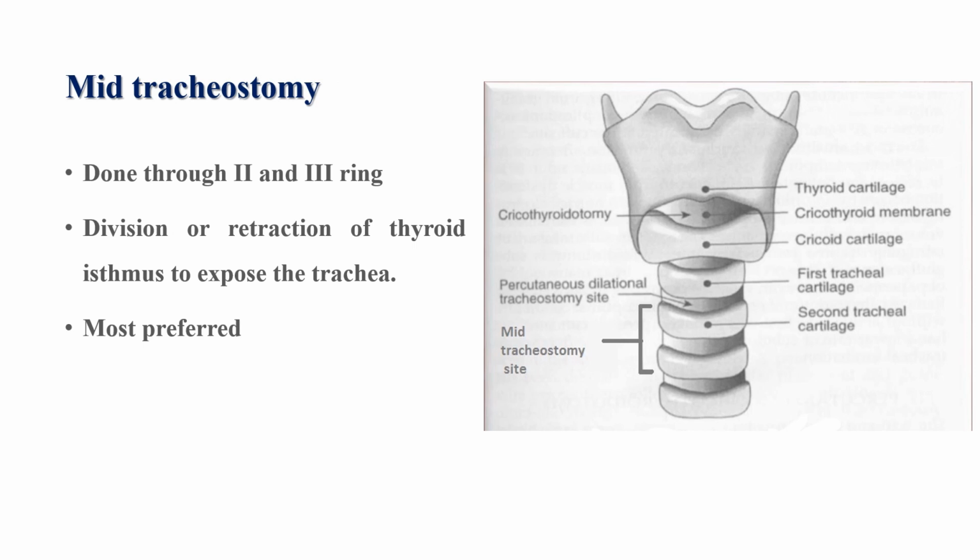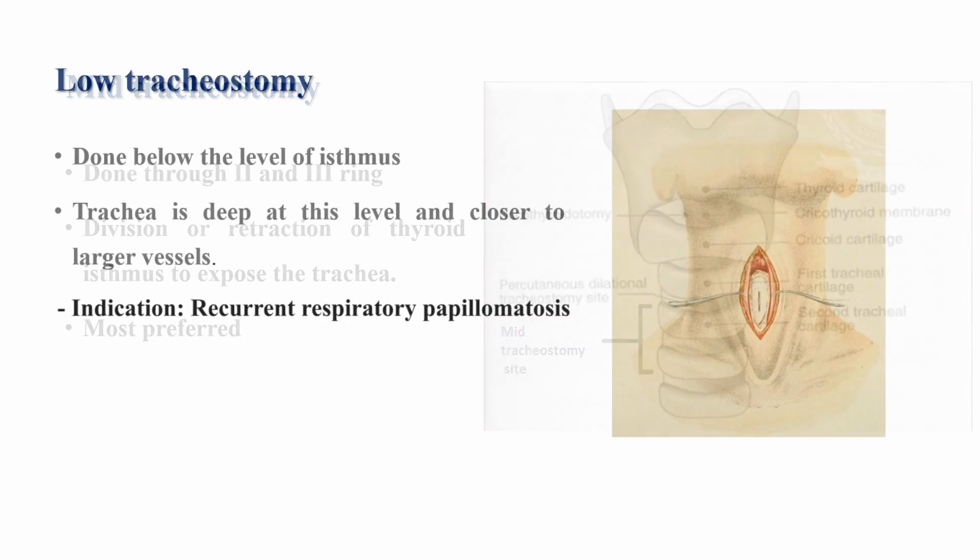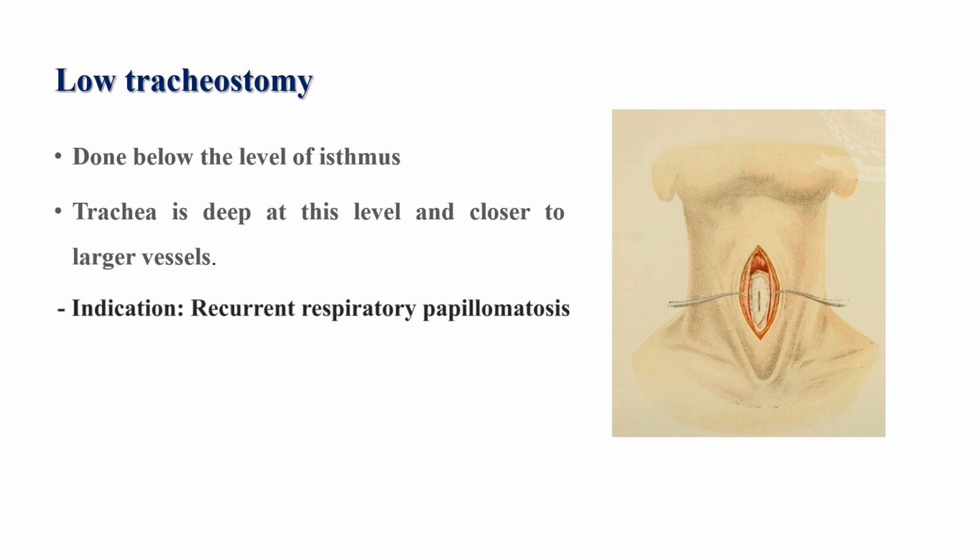Mid-tracheostomy is done through the second and third tracheal rings. There is division or retraction of the thyroid isthmus to expose the trachea. It is the most preferred type of tracheostomy. Low tracheostomy is done below the level of isthmus. Trachea is deep at this level and closer to larger vessels. Hence, it is seldom performed.